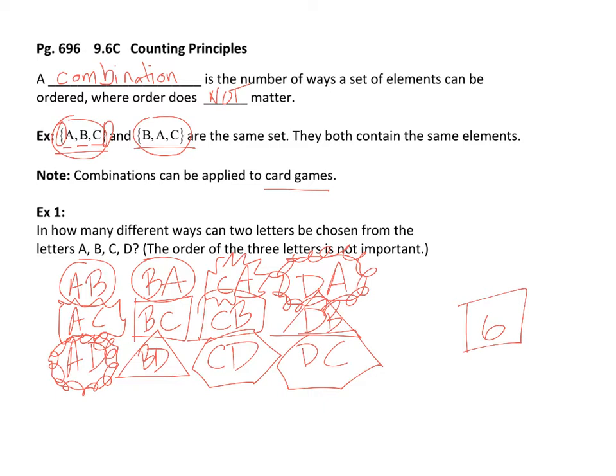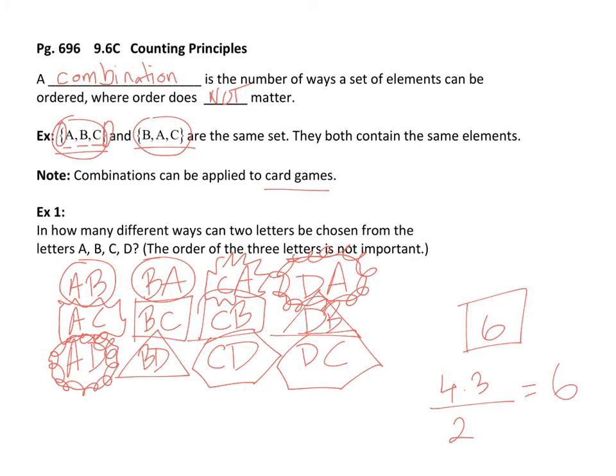And another way to look at it is, well, how many letters do I have to choose from for the first letter? 4. How many letters do I have to choose from for the second letter? 3. But since the order does not matter, there's going to be repetition. And how do you account for the repetition? Well, how many letters are you choosing? You're choosing 2. So you divide by 2 factorial in this case, and you will get the answer, 6.